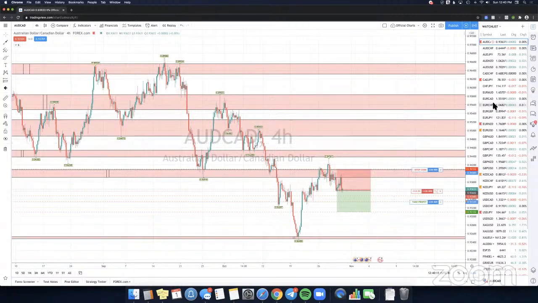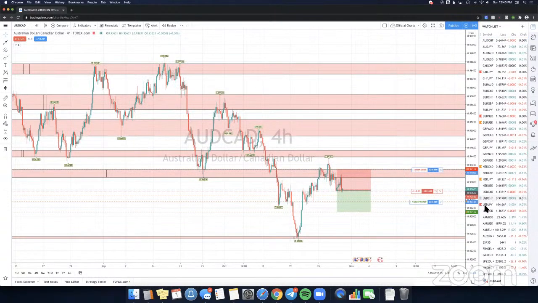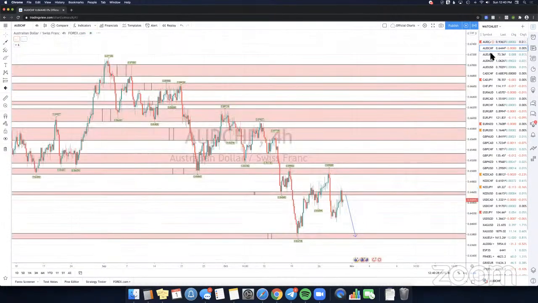I'm trying to think of any pairs that won't be affected, but I don't think there really is. The JPY is a safe haven currency. So is the Swiss franc, right? So if the US dollar is weak, strength is going to go to the safe haven currencies like the Swiss franc and the JPY. So the JPY and the Swiss franc are connected to almost every other pair as well.